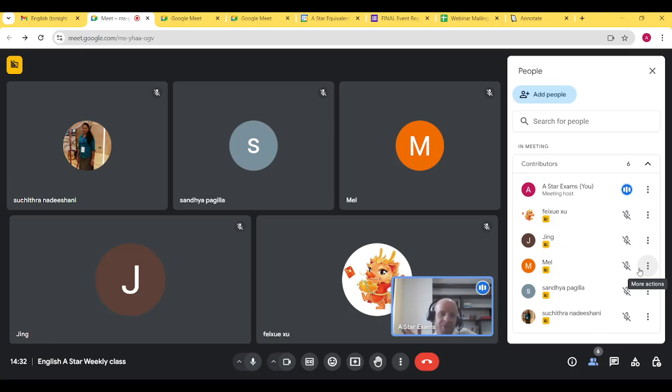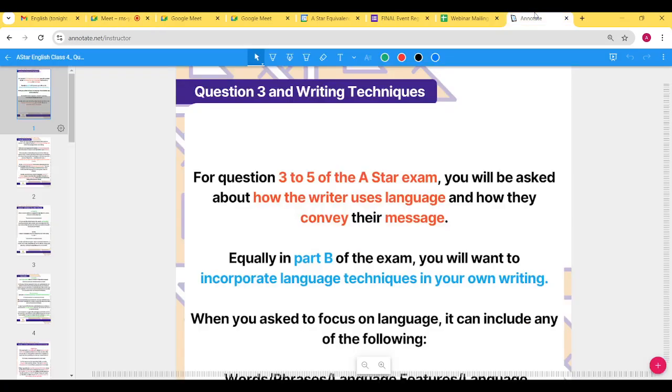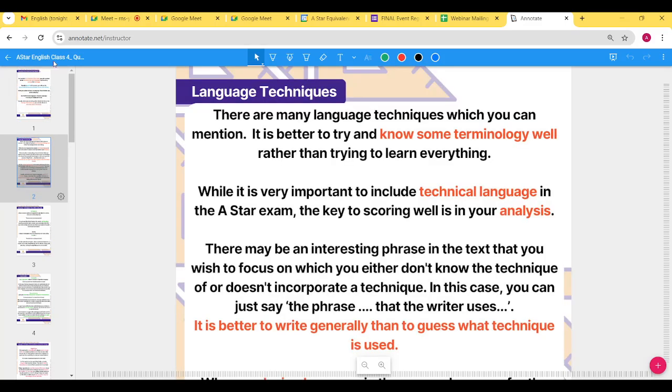Today we are going to focus on question three of the A Star exam. We will have a little bit of a look at language techniques in general, and then also look specifically at the question as well.